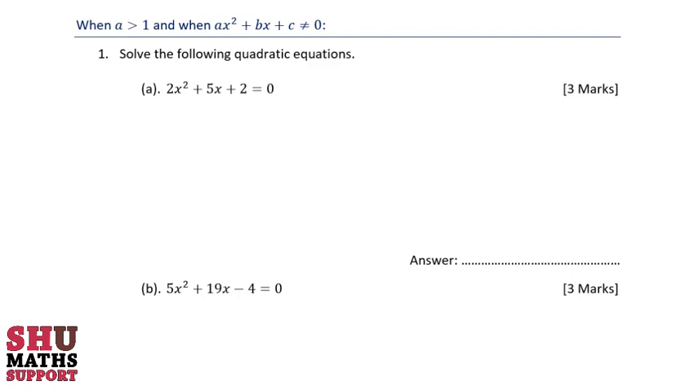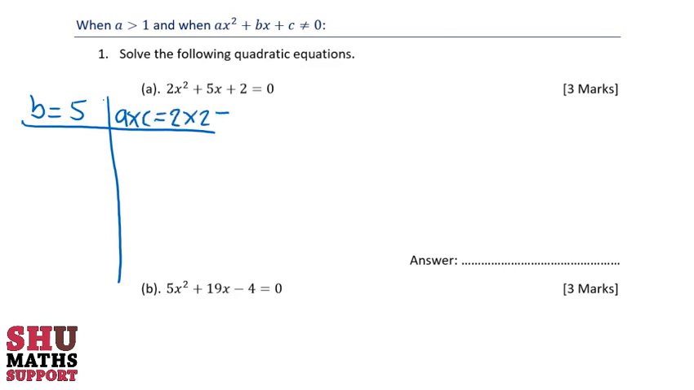So in this example, we still need to solve the following quadratic equations. The first question is 2x squared plus 5x plus 2 is equal to 0. So we'll set up our little table. We have b is equal to 5. We have a times c is equal to 2 times 2, which is equal to 4.